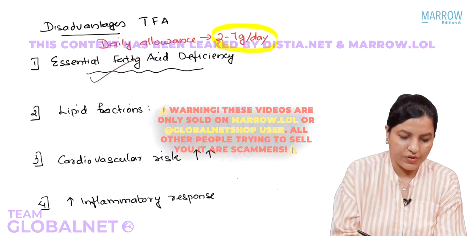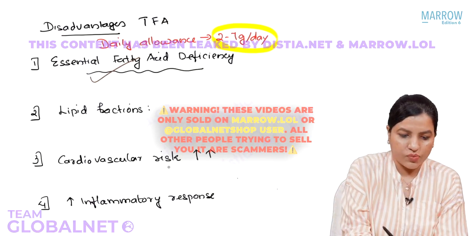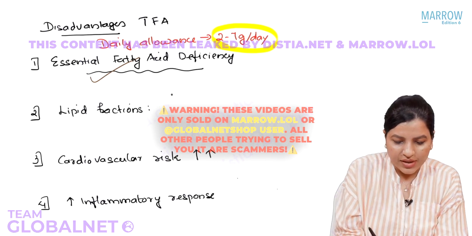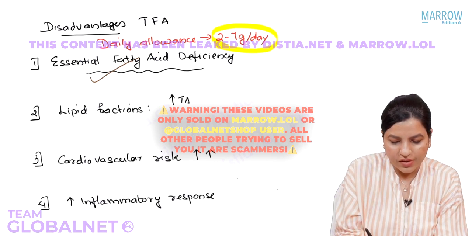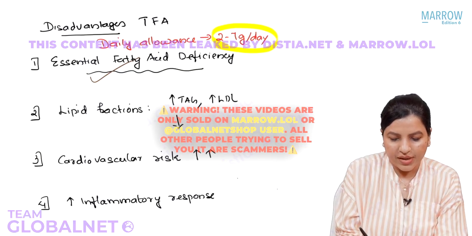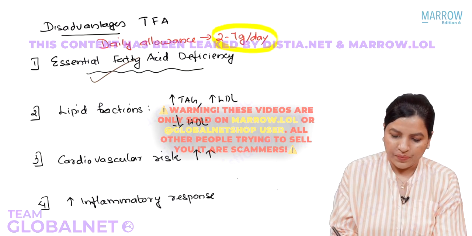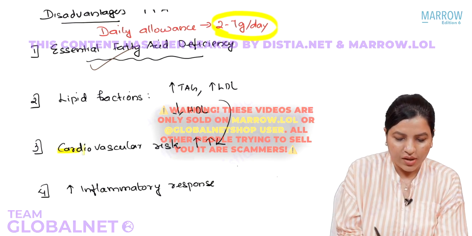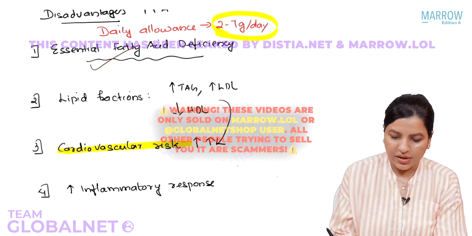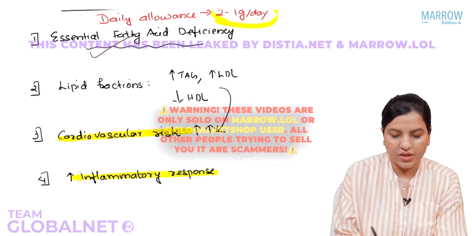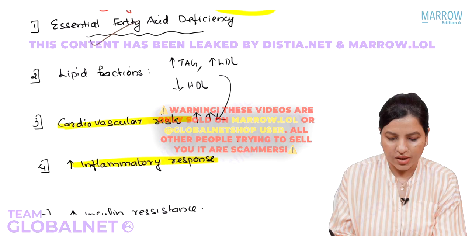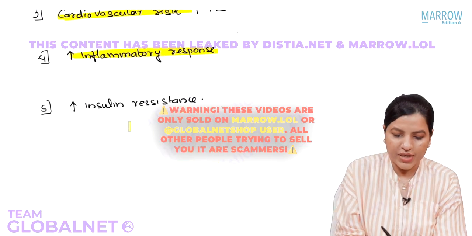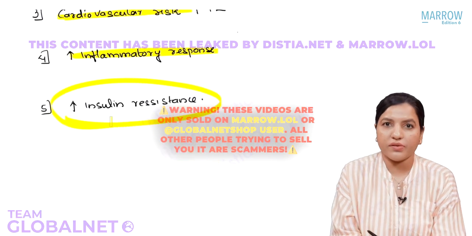Then the lipid fractions. What will happen to the lipid fractions? There is increased triacylglycerol, there is increased LDL, and it decreases the level of HDL. Then it is definitely increasing the cardiovascular risk. Then the next thing is that it increases the inflammatory response, and finally it causes insulin resistance.